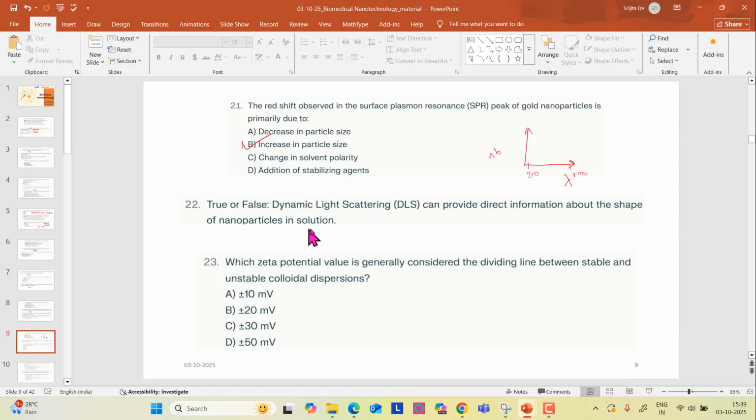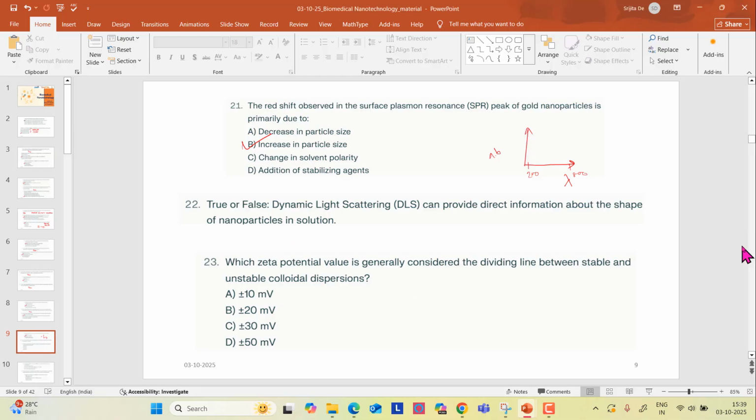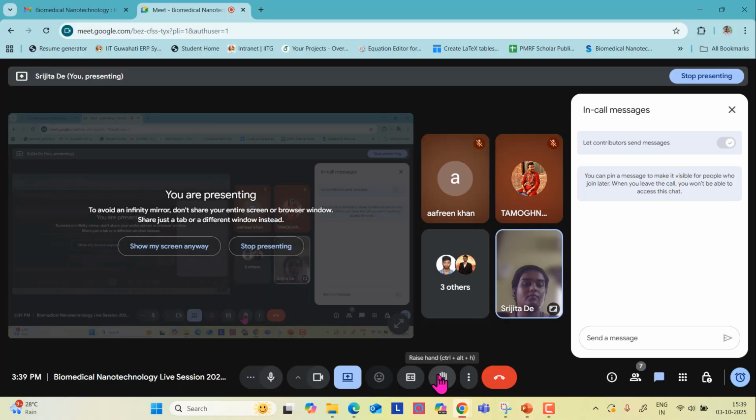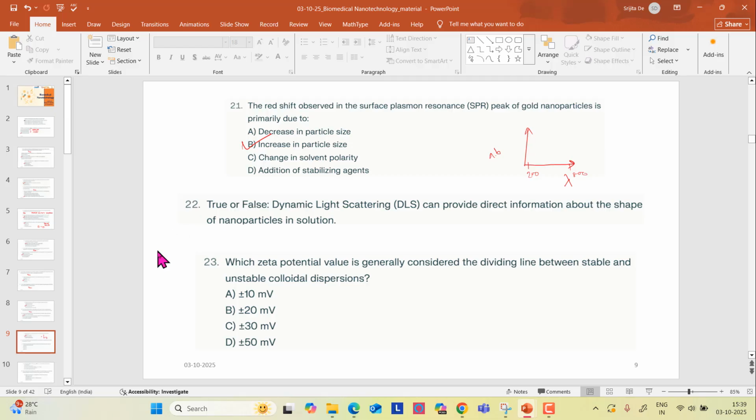So where was I? The question was, DLS can provide direct information about the shape of nanoparticle in solution, which is false. Which is false because DLS talks about your size and charges, not the shape of the nanoparticle. Okay.